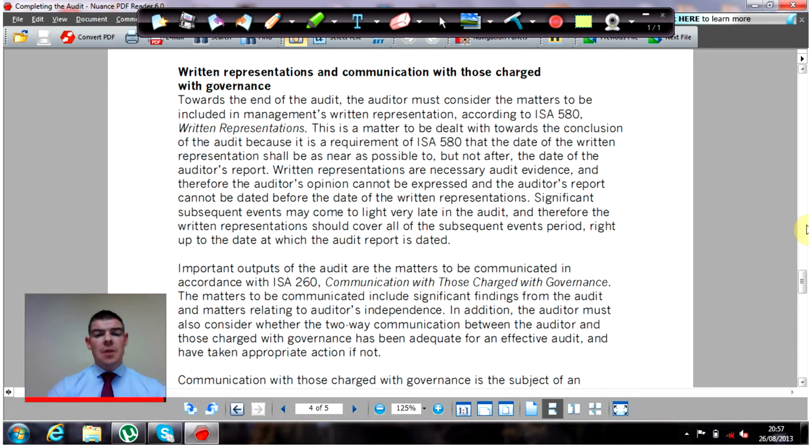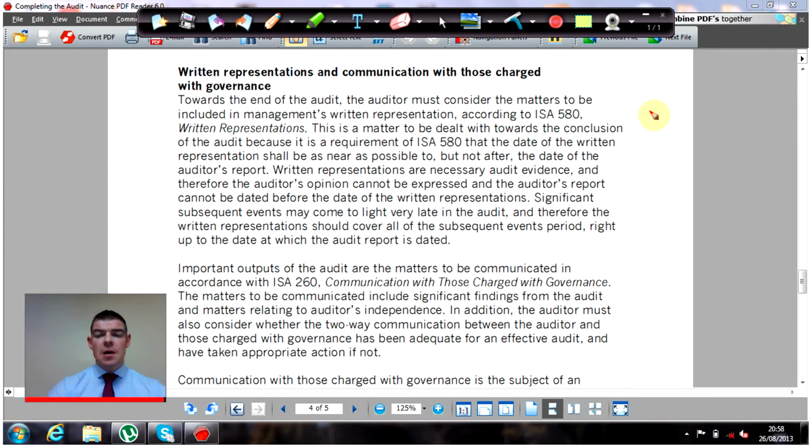Okay, so another aspect to look at in terms of completion, and we've mentioned it previously, is that of written representations. So therefore, towards the end of an audit, the auditor must ensure that and must consider matters to be included in the management representation letter, and that's in accordance with ISA 580. So what happens with the audit representation letter is that this is further audit evidence that the client or management has given access to all the information that the auditor requires, and also the fact that the management will confirm that there are no material audit misstatements within the financial statements.